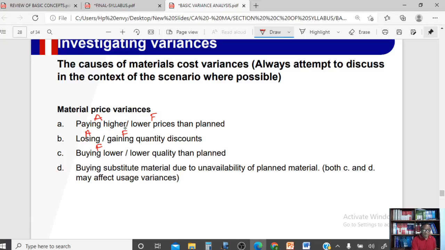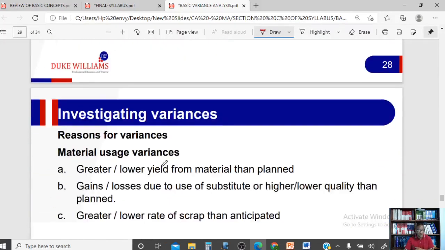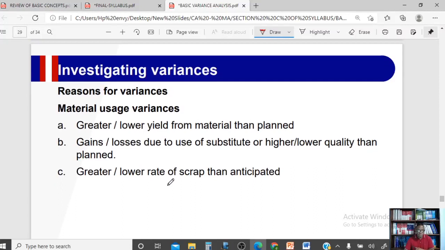Lower or higher quality than plan. Substituting material due to unavailability of plan can affect both variances. So where we have to change that, it means that variances could either be favorable or adverse as well. Now the usage. Why would the usage be favorable or adverse? Greater yield from material than planned will give us favorable usage. Okay, good quality one. And then lower yield will give us adverse.